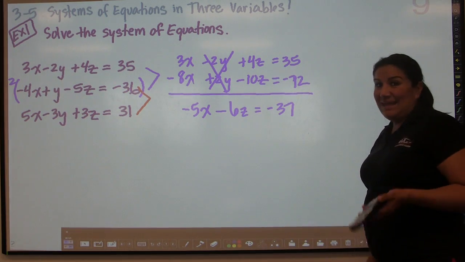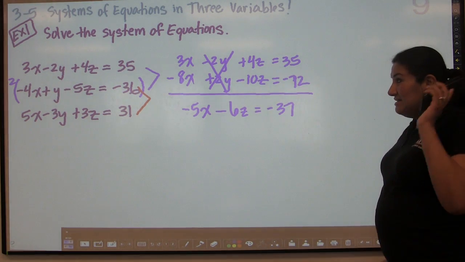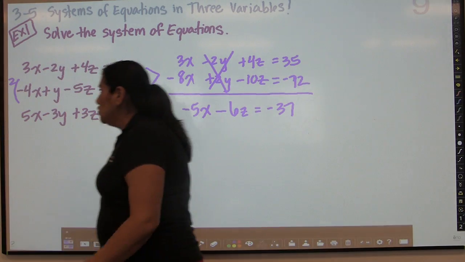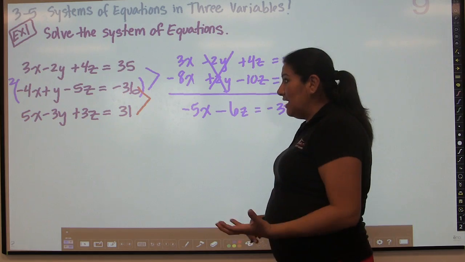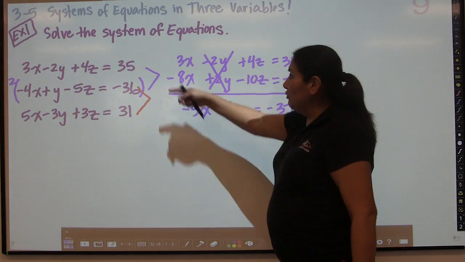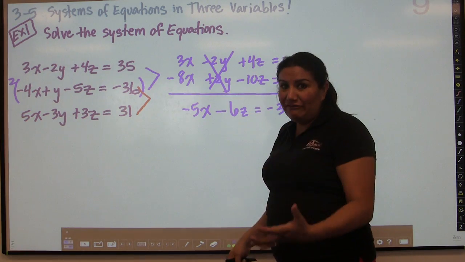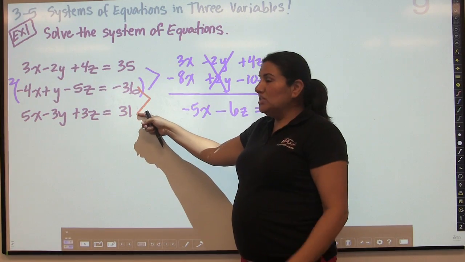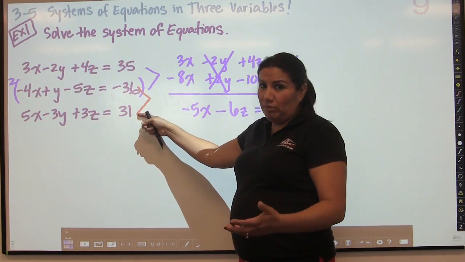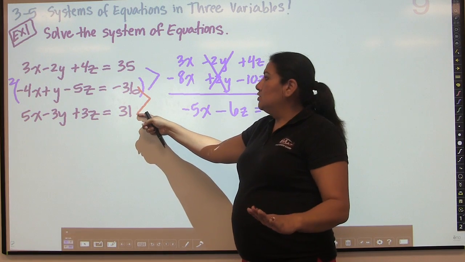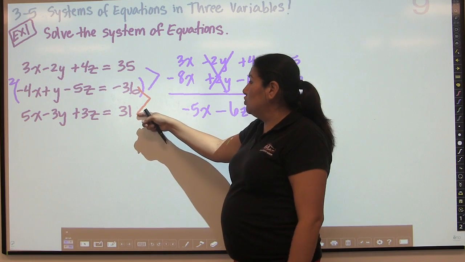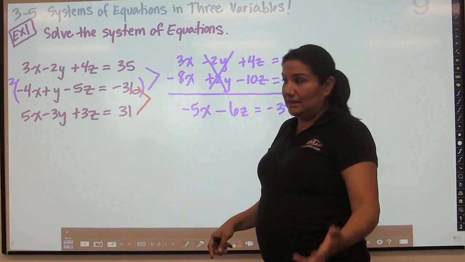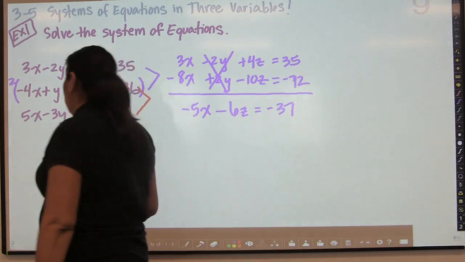But the key here is, and I want to say this very clearly, I want you to understand, once you have chosen to eliminate the y variable in the first 2 equations, then you have to eliminate the y variable in the next 2. If you decide to eliminate a different variable now, you're going to get all screwed up. So again, I already chose to get rid of the y the first time, so I have to get rid of y the second time. So I don't have a choice in which variable I'm going to choose.